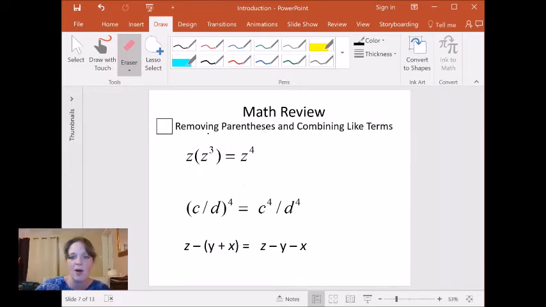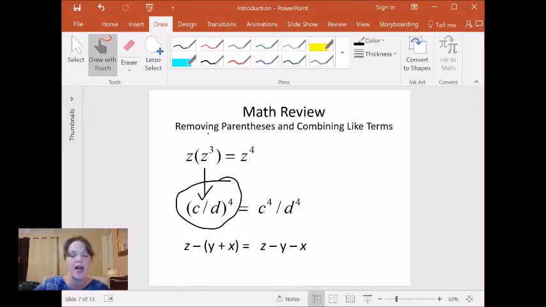Here in the second problem, we have 2 numbers in parentheses with the exponent on the outside. And this is some division happening here, right? And we know we can distribute that exponent, that c divided by d in parentheses to the 4th. We know that we can distribute that exponent to both c and d and get rid of the parentheses.